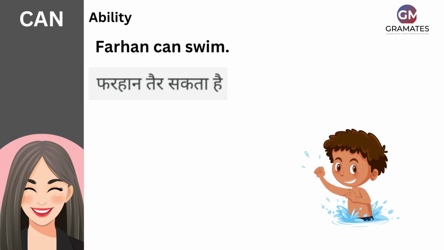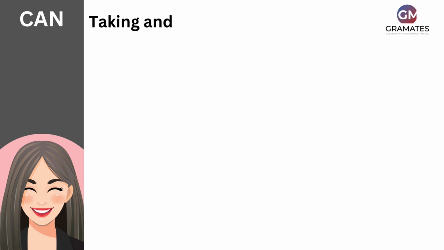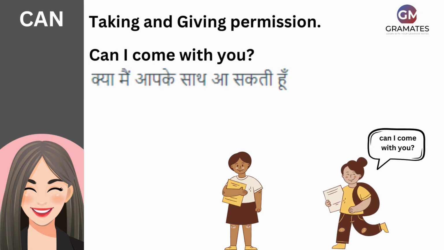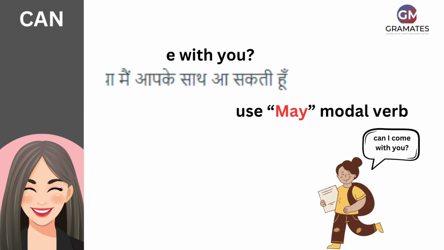Farhan swim कर सकता है. She can talk. वह बात कर सकती है. And at the time of taking and giving permission. For example, can I come with you? क्या मैं आपके साथ आ सकती हूँ? Here, we can also use may modal verb.